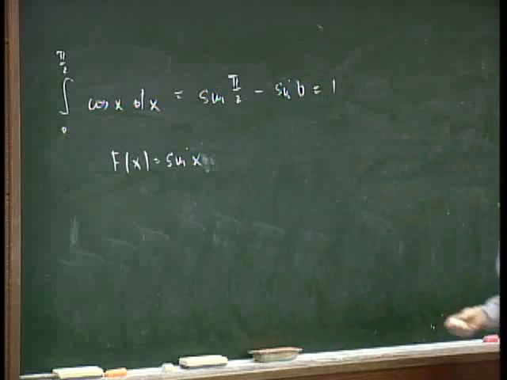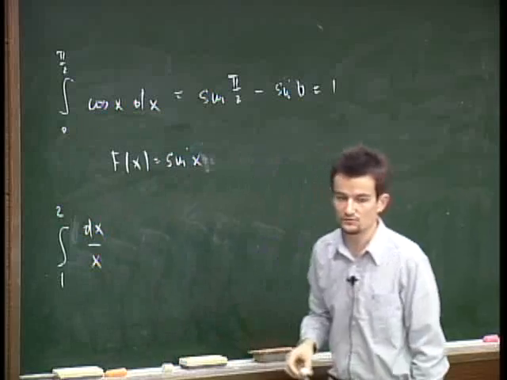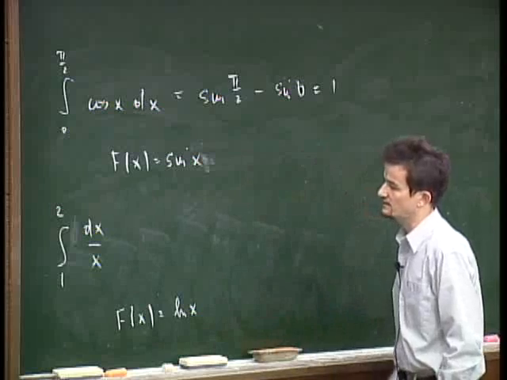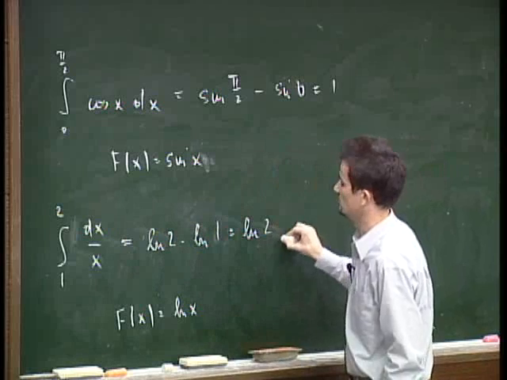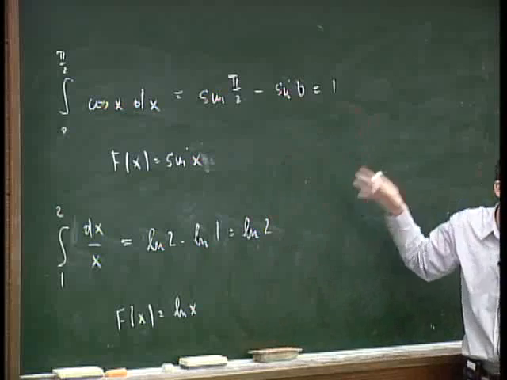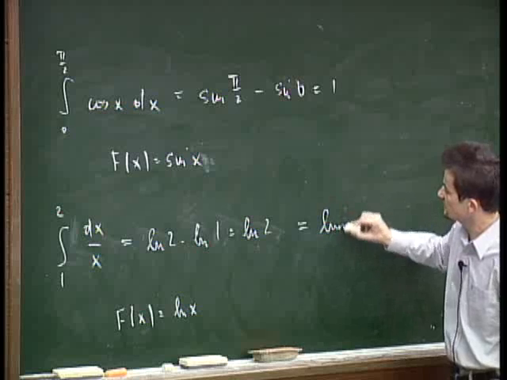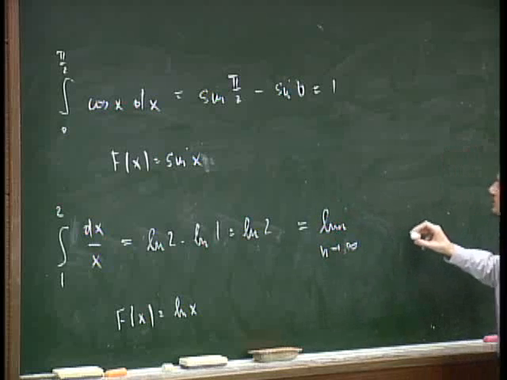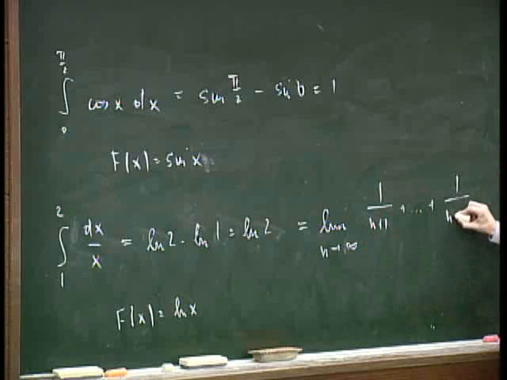Or also this problem here, the integral from 1 to 2 of dx over x. Also here it's easy to guess an antiderivative, ln of x. And you see, this is ln of 2 minus ln of 1, which is ln of 2. And this is more interesting than the other examples, because this gives us another way to, you can say, this is a proof that this limit here, 1 over n plus 1 plus and so on plus 1 over n plus n.